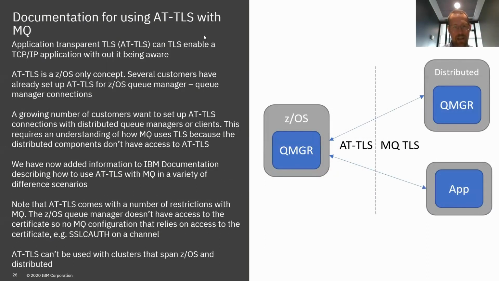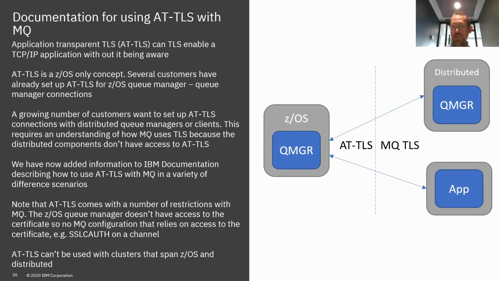Carrying on in the same area, we have had lots of customers looking at making use of ATTLS with MQ, but because it's something that's entirely transparent, I should probably step back a bit. ATTLS is application transparent TLS. It's basically something you define with a policy to z/OS, and then applications that match that policy, i.e. use a particular port or IP address, automatically get TLS encryption over their network data. So really, it's entirely transparent.